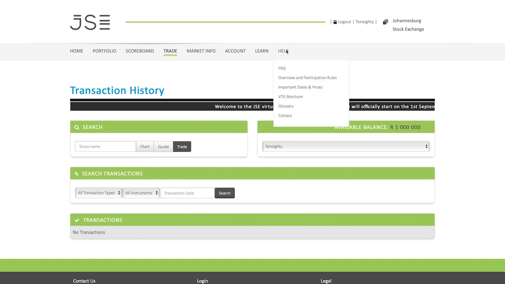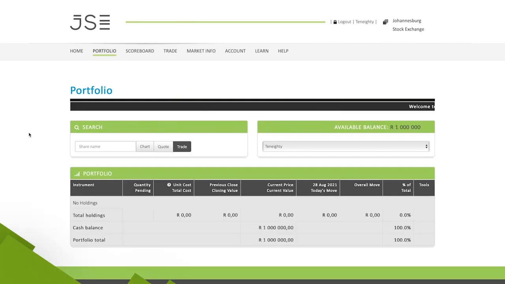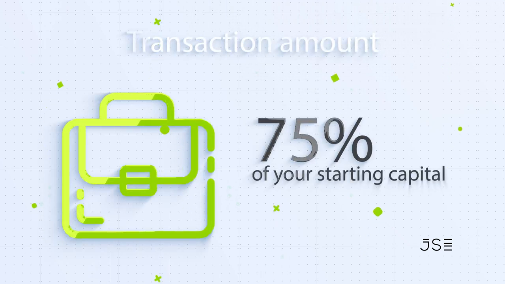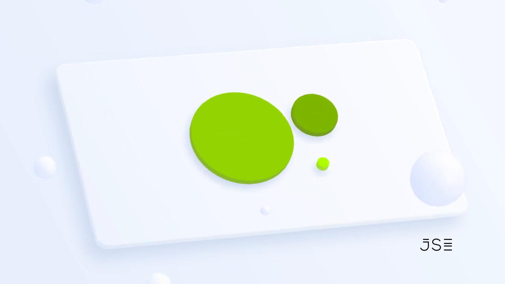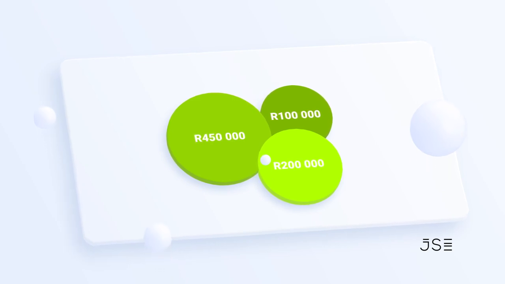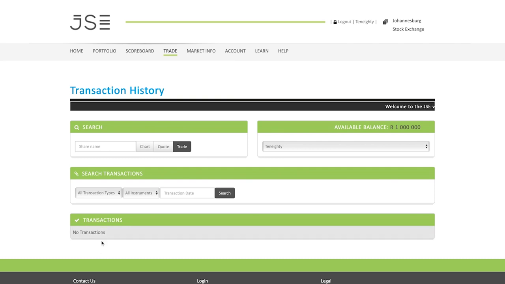Keep abreast of the time-based rules in the important date section of the website. To be eligible for the prizes, your transaction amounts must add up to at least 75% of your starting capital by the time the game is finished. This doesn't mean that you need to have a total of 750,000 Rand in your portfolio at one time. It means the combined total of your transaction history must add up to at least 750,000 Rand by the end of the game. To keep on top of this, keep tabs on your transaction history on the site.